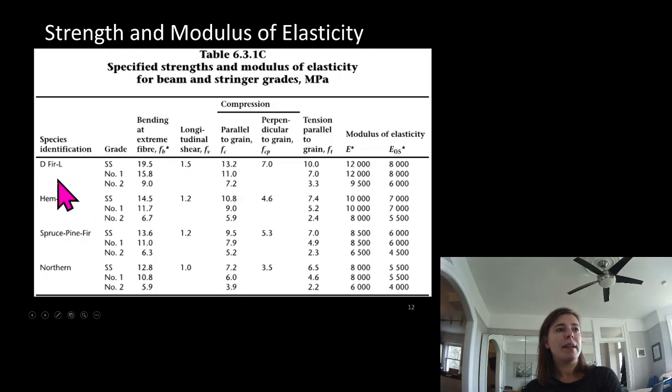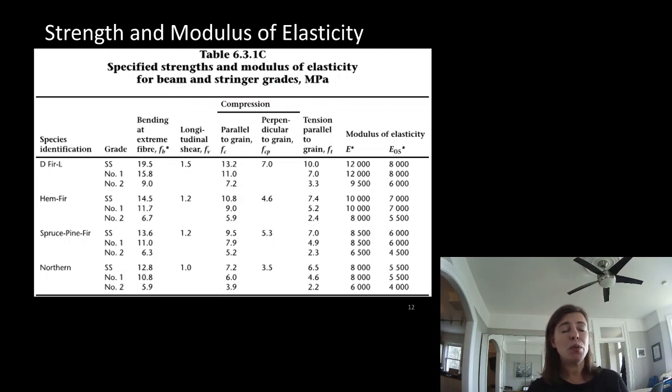So look, we've still got Douglas fir, hem fir, spruce pine fir, and northern. Look, they've broken out number 1 and number 2 from each other. Before, number 1 and number 2 for our joists were the same category. Look, bending at extreme fiber, if it was number 1, number 2 for joists, it was 11.8. Look at the difference here for bending for a beam. Our shear goes down, and so does our strength in compression parallel to the grain. So we have different strengths depending on what direction it's going in, depending on what species of wood it is, and depending on what job the wood is doing.